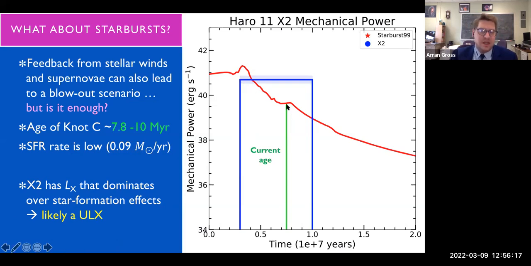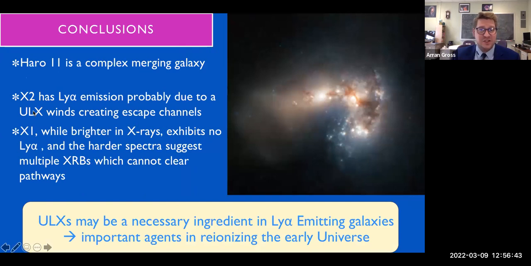And we know the current age of that starburst. It's not that new. So modeling it with the Starburst 99 code, we see that the mechanical feedback from a starburst starts to drop off. And at the current age of that part of the cluster, it is still pumping out a lot more X-rays than can be explained by star formation effects alone. At this point, putting that all together, we think that that X2 region is probably hosting an ultraluminous X-ray source.